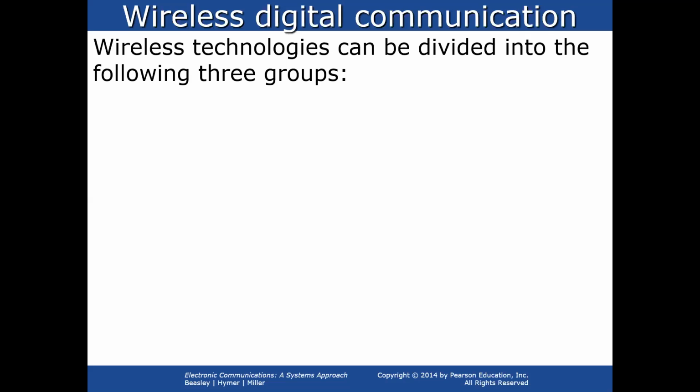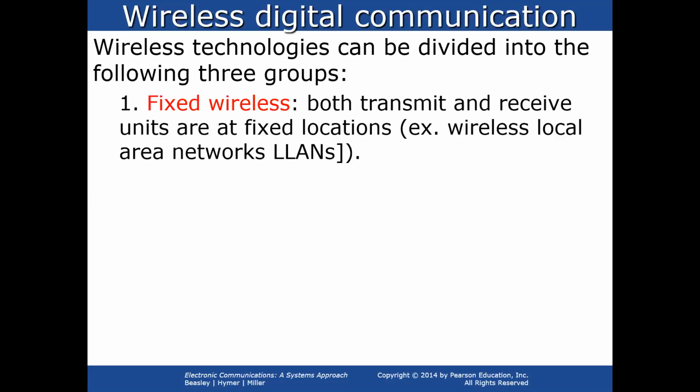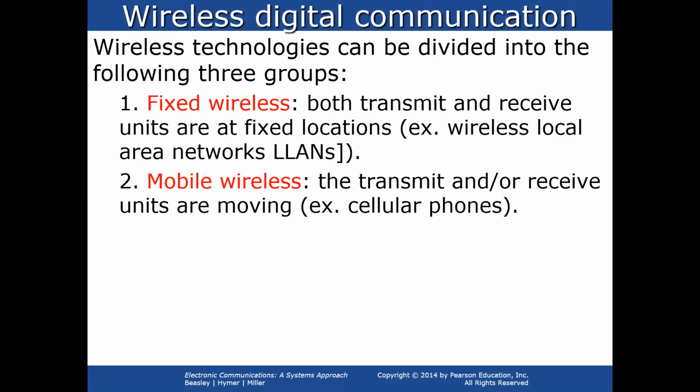The term wireless is used today to describe any kind of telecommunications technology that uses radio waves rather than cables to carry the signal. So wireless technologies can be divided into three main groups: fixed wireless, where both transmit and receive units are at fixed locations. An example of that is the wireless LAN, the wireless local area network. Another wireless technology is mobile wireless, where the transmit and the receive units are moving. The cellular, your cell phones, for example, is an example of mobile wireless.